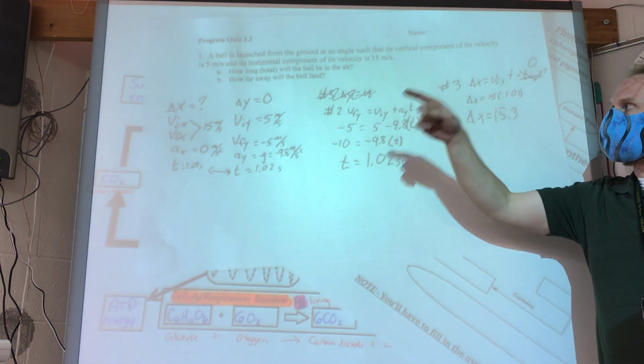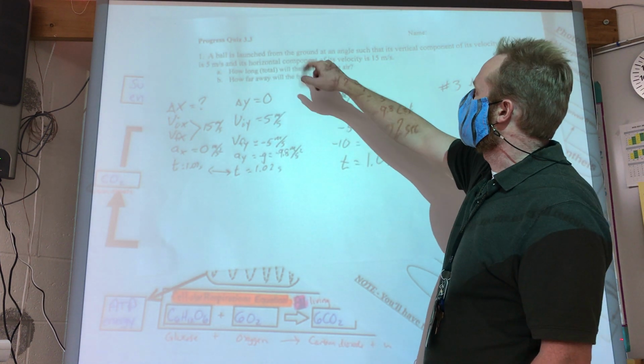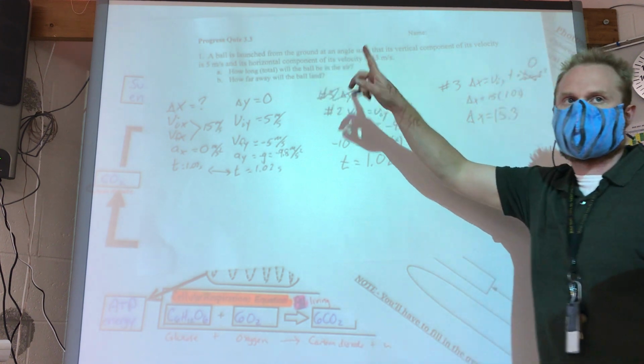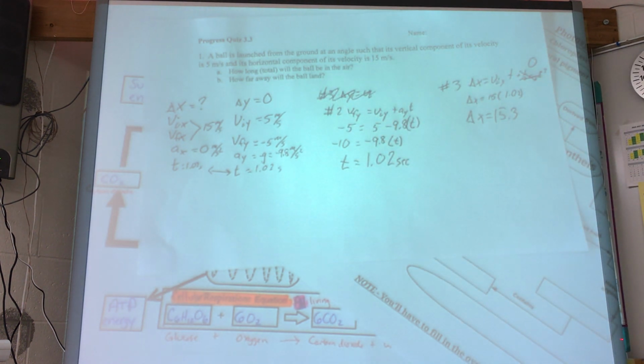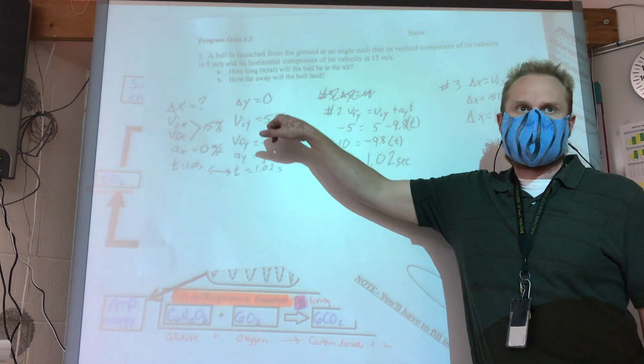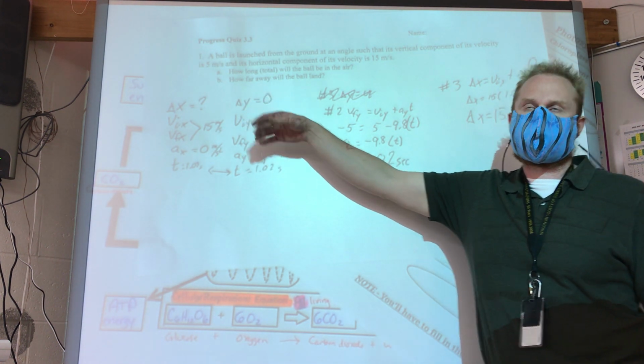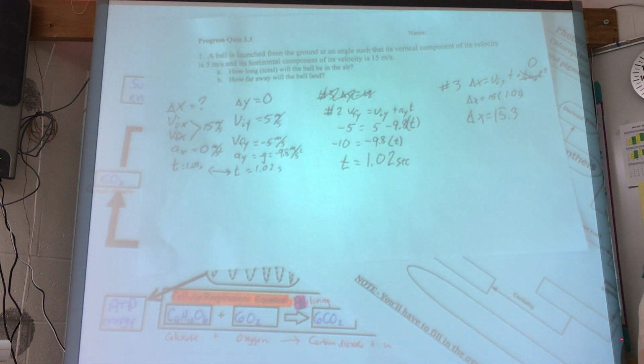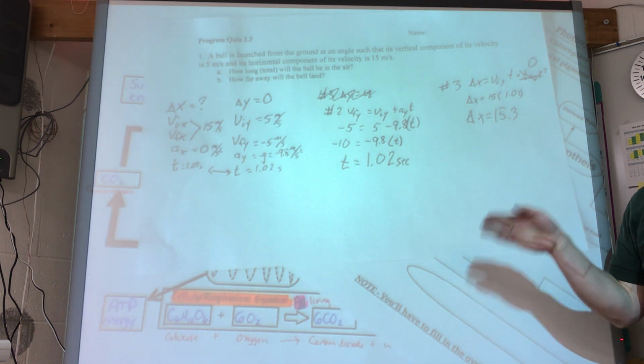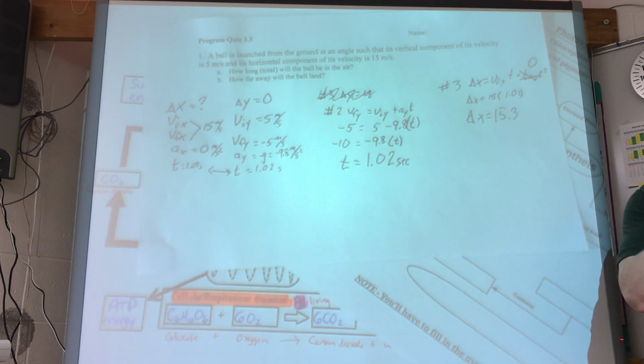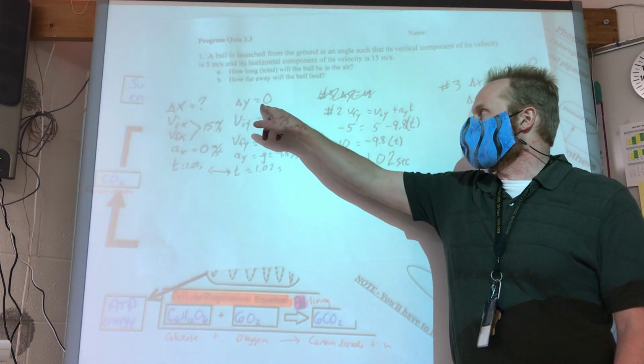Is it a horizontal or an angle launch? It's launched at some angle, therefore it's an angle launch, so we can't put a 0 there. And then, is it a delta Y equals 0 problem? Assume it is, unless specifically told otherwise. Today we'll go through one that's not. So that's equal to 0.